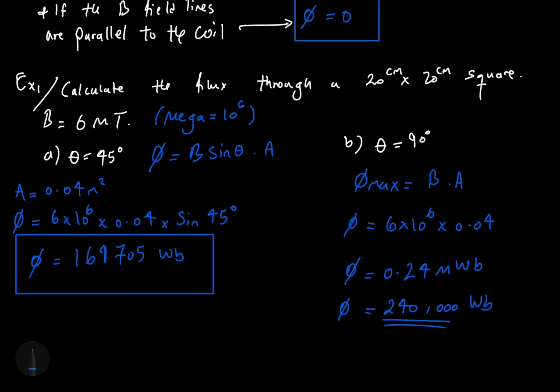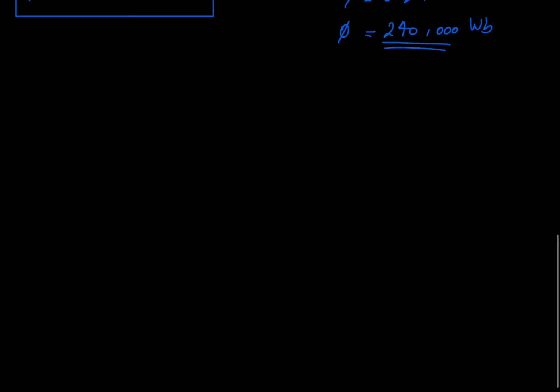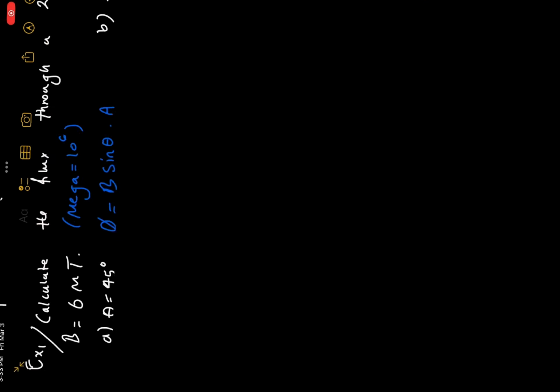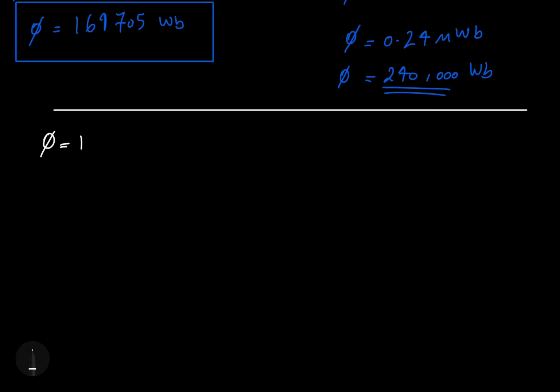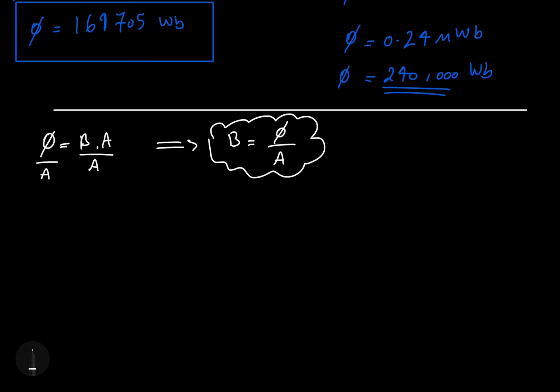Let's go ahead and take a look at another question now. Sometimes we can use the equation of the maximum flux density to actually find out the magnetic field intensity as well. So just keep in mind that if phi is equal to B times A, if I were to divide both sides by the area, then I can actually get the equation for magnetic field density, which is the magnetic flux divided by the area.